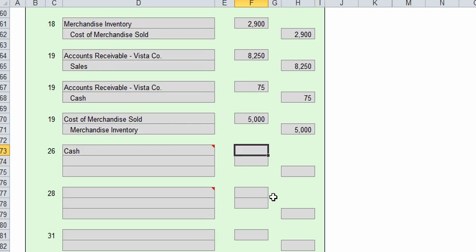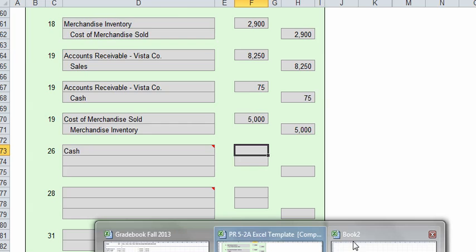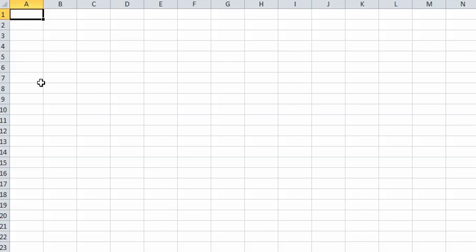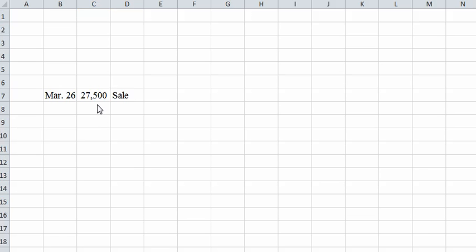Well, that formula didn't work. I'll tell you what, let's come over here and do it. This goes with March 26th. Okay, so let's just put the numbers in here. The original sale, the sale was for $27,500. We're going to subtract out the return was for $4,800.